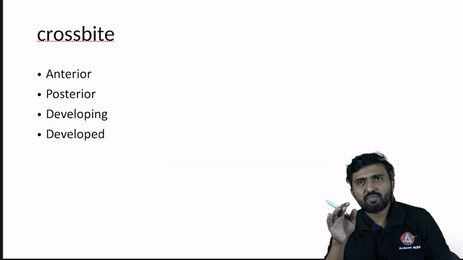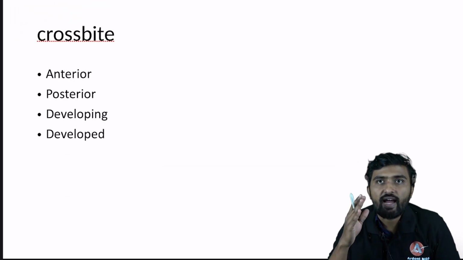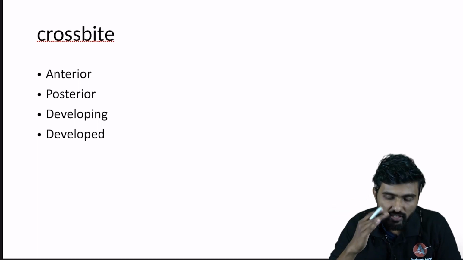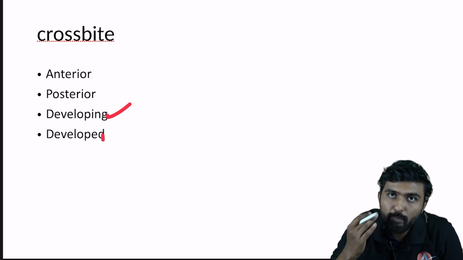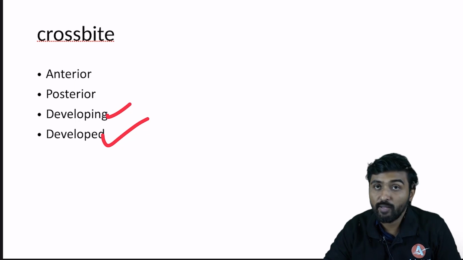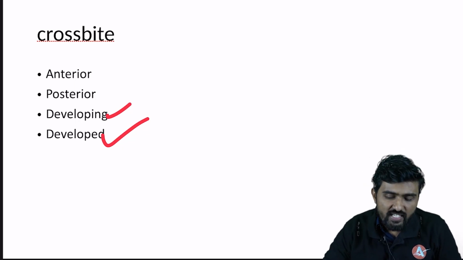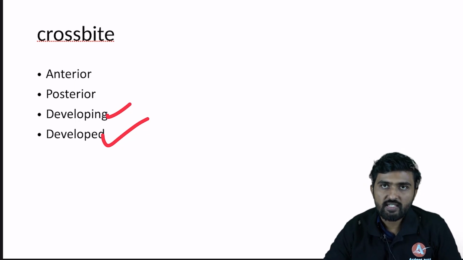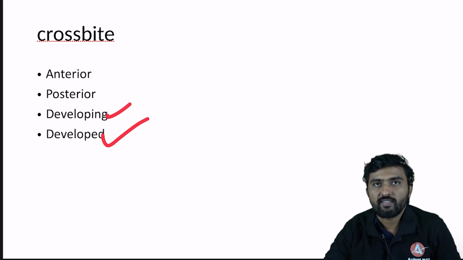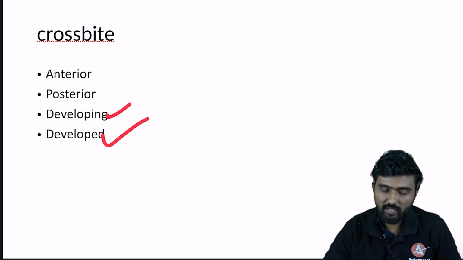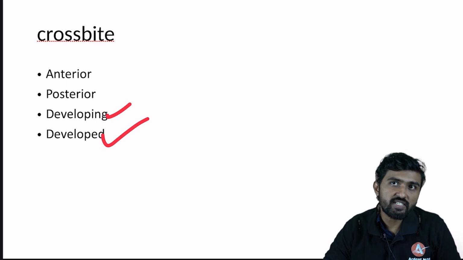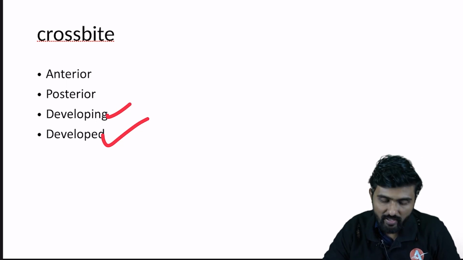Crossbites can occur either in the anterior region or posterior region, and can be either a developing crossbite or a developed crossbite. Since the age is 10, it is almost close to a developed crossbite, right? But in the case of 6 or 7 years, it would really be a developing crossbite.